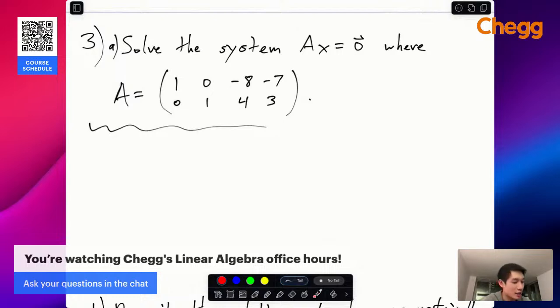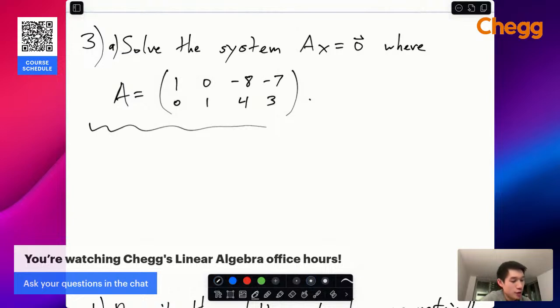Hopefully you can see that here in this row, the first entry is a 1, and in that column, every other entry is a 0. And same thing here. In this row, the first entry is this 1, and everything else in this column is a 0. So that's what makes this reduced row echelon form. And so from here, there's a standard way to solve the system of equations.